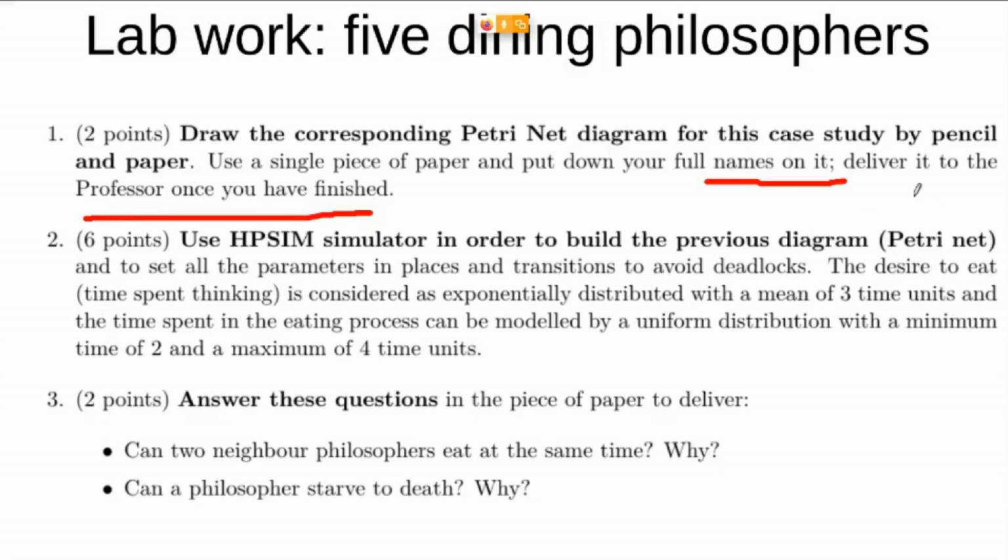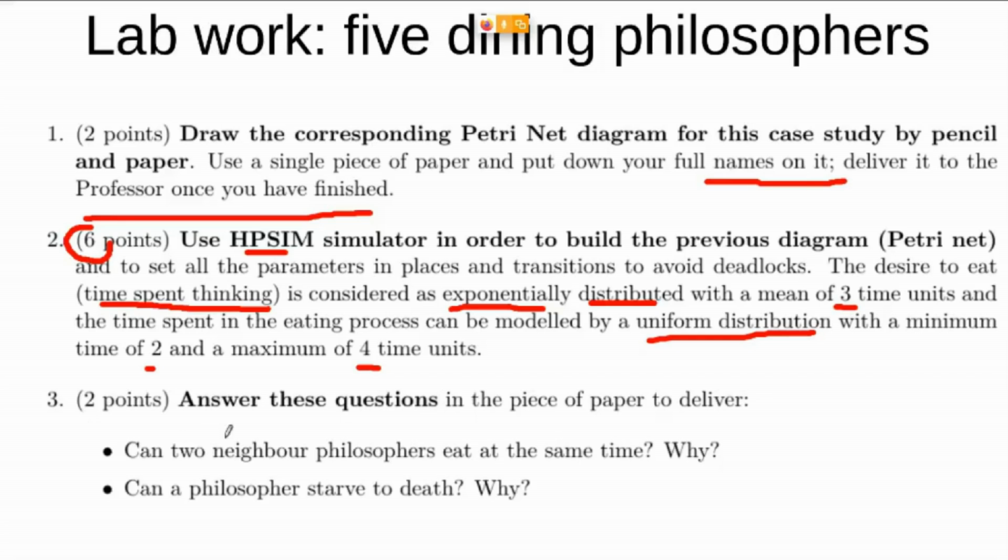Well, delivering will be to take a photograph, okay, and upload this photograph in the task in the virtual campus, okay? Then, 6 points. Use the HPSim simulator in order to view the previous diagram, the Petri Net, okay? And to set all the parameters in places and transitions to avoid deadlocks. The desire to eat, the time they spend thinking, okay, is considered exponentially distributed with a mean of 3 time units, and the time spent in the eating process can be modeled by a uniform distribution with a minimum of 2 and a maximum of 4 time units. Okay?